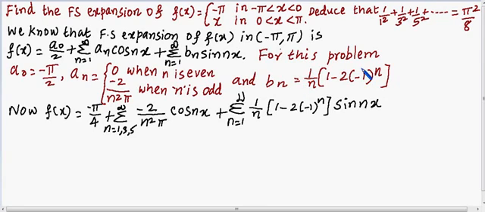Now f(x) can be written as a0/2, which is -π²/2 divided by π, that is -π/4, plus Σ n = 1, 3, 5, because when n is even, an is equal to 0, so n is substituted for the odd values, n = 1, 3, 5 to infinity, -2/(n²π) cos nx, plus Σ n = 1 to infinity, bn is (1/n)(1 - 2(-1)^n) sin nx.